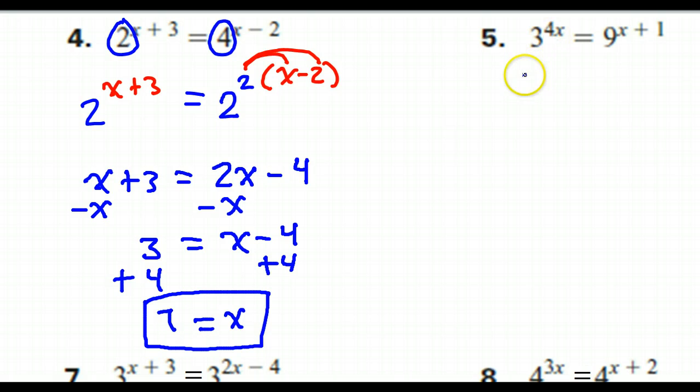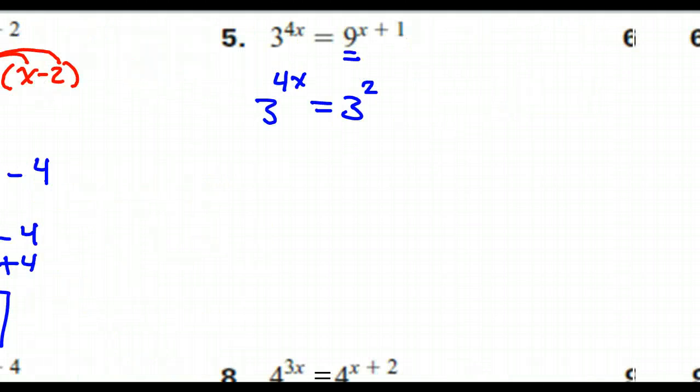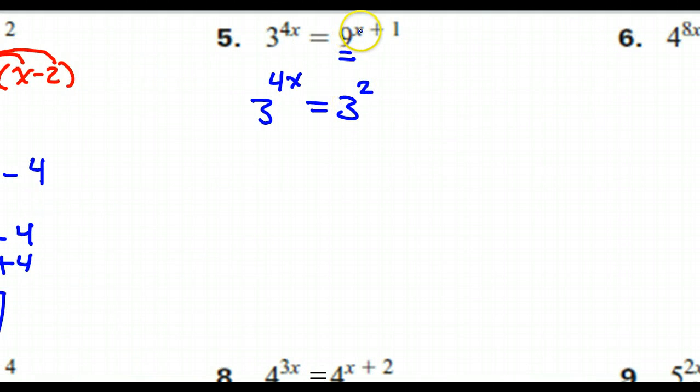We'll need to do the same thing for number 5. I have 2 different bases. I recommend taking the larger base and trying to rewrite it using the smaller base if you can. And I can, because 9 is 3 squared. So over here I'll have my 3 to the 4x power. But over here I've got 3 squared, and then I've still got this x plus 1, which again I will put in parentheses.